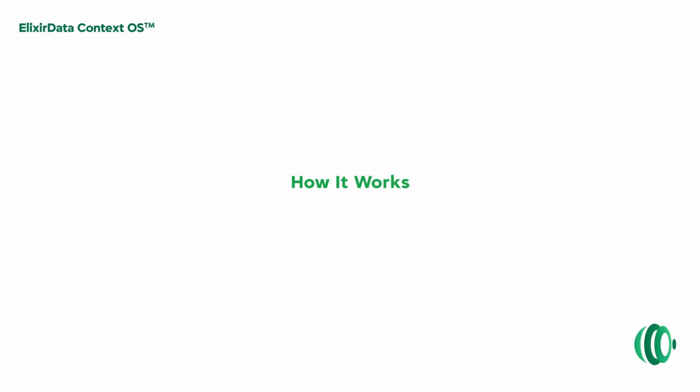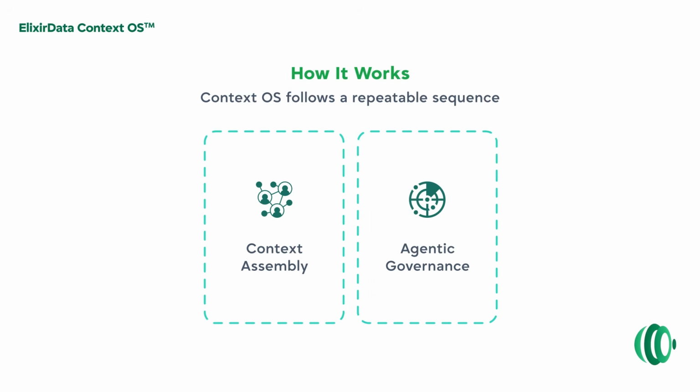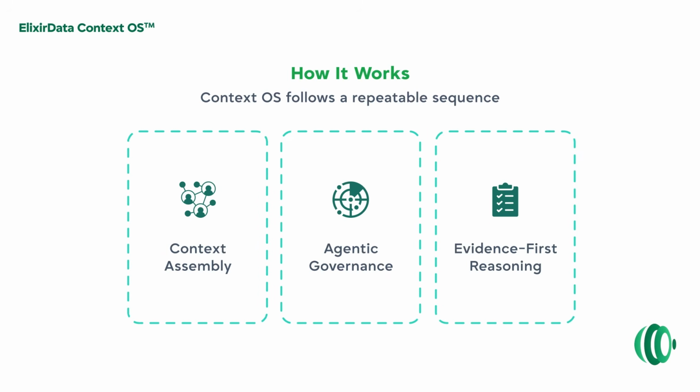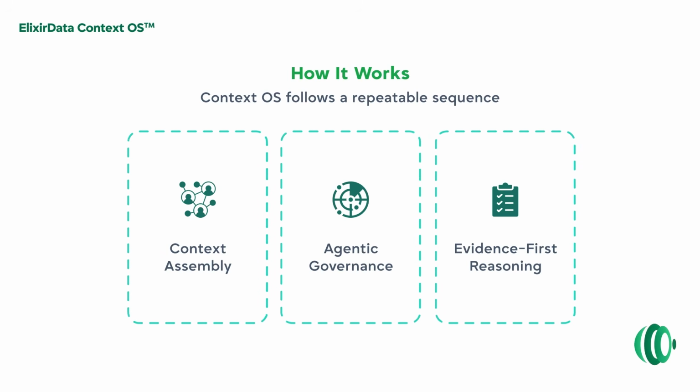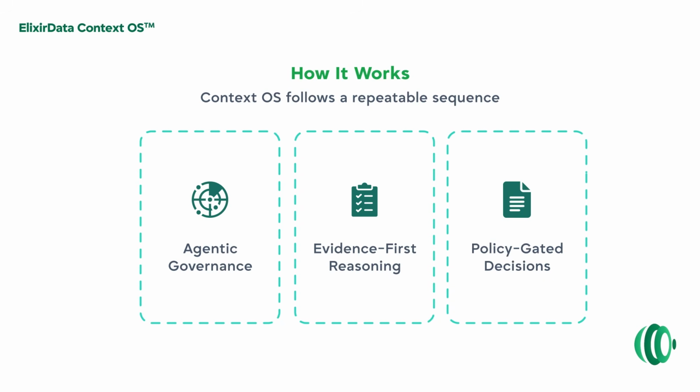How it works. ContextOS follows a repeatable sequence. Context assembly, policies, controls, systems, and evidence are continuously connected into a living context graph. Agentic governance. Agents monitor drift, correlate signals, and surface issues early. Evidence-first reasoning. Controls validated by live system behavior, not screenshots. Policy-gated decisions. Every decision is traceable from trigger to resolution.